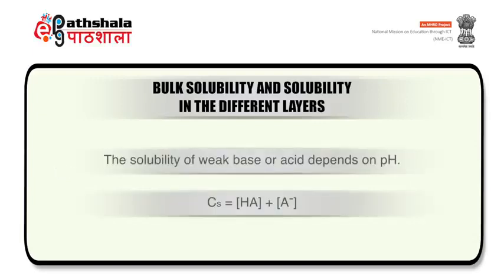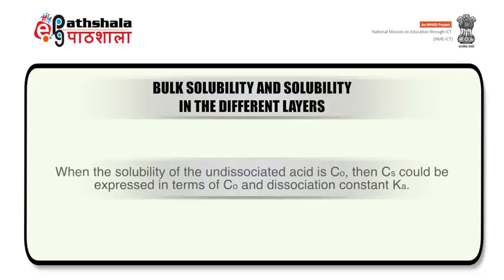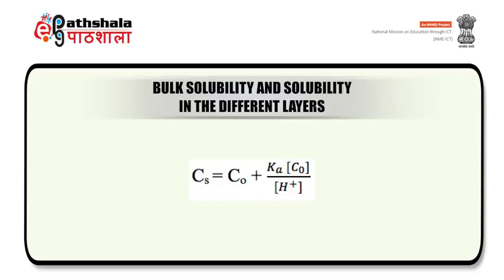For weak acids, the saturation solubility, which is denoted as Cs, is given by the equation Cs is equal to HA plus A, where HA is the solubility of the unionized form of the drug and A is the solubility of the ionized form of the drug. When the solubility of the undissociated acid is C0, then Cs could be expressed in terms of C0 and dissociation constant Ka. Then the equation becomes Cs is equal to C0 plus Ka C0 upon the hydrogen ion concentration.